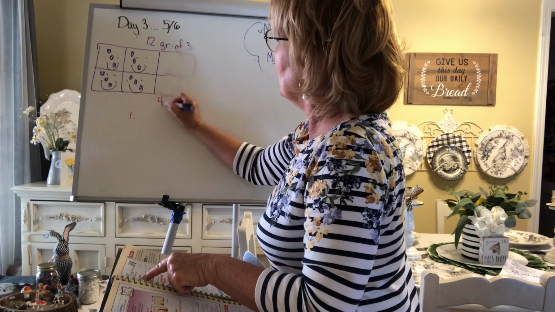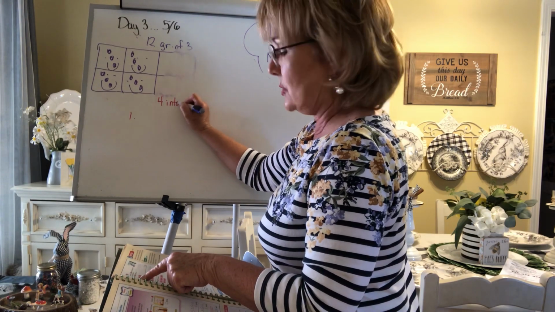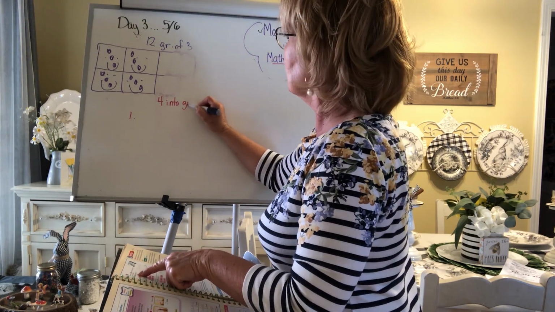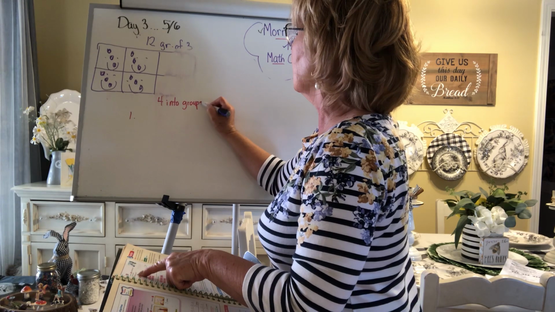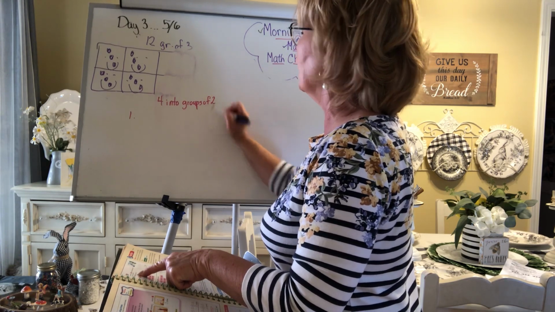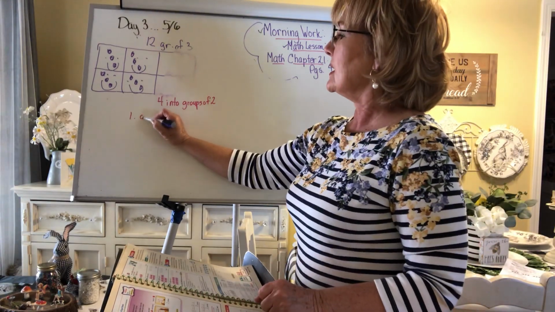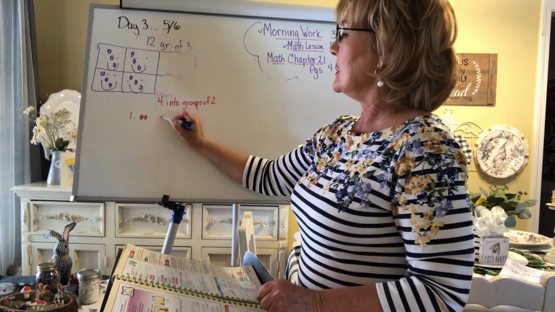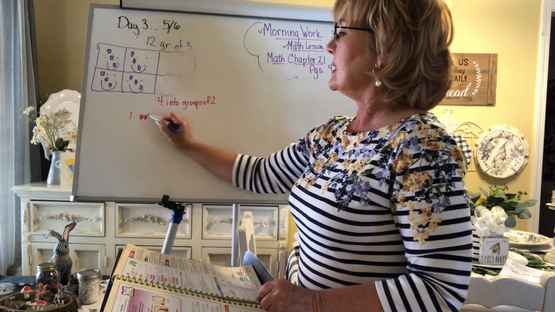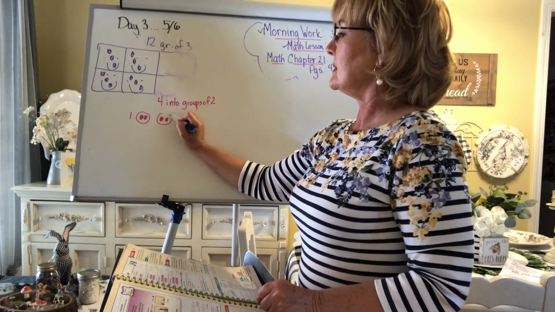So number 1, it says divide 4 into groups of 2. So we've got 4, we're going to make groups of 2. So let's count by 2s. 2, make a space, 4, we ran out, circle, circle.